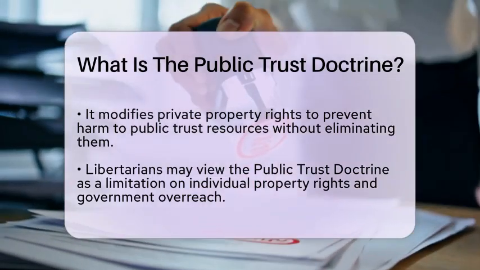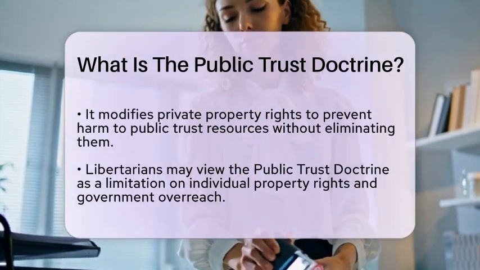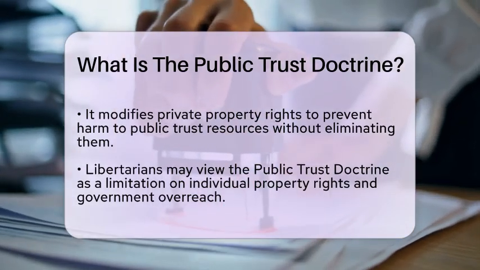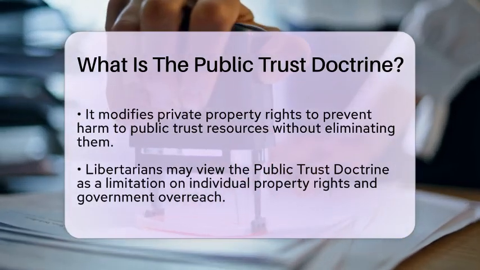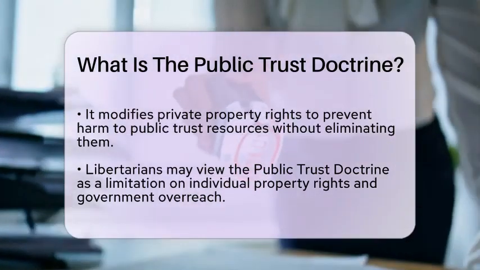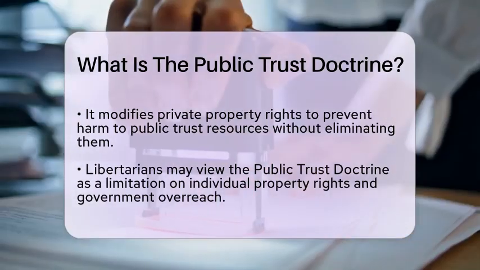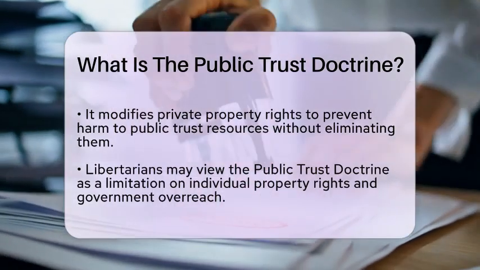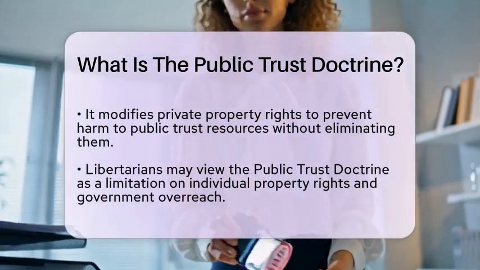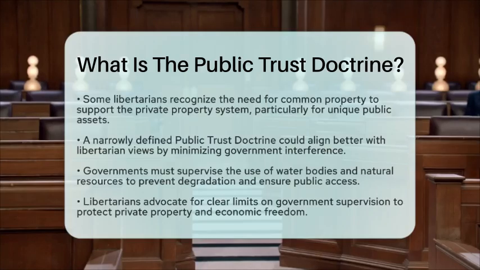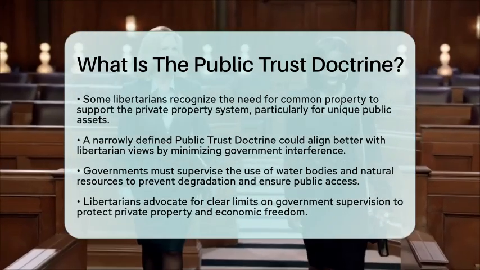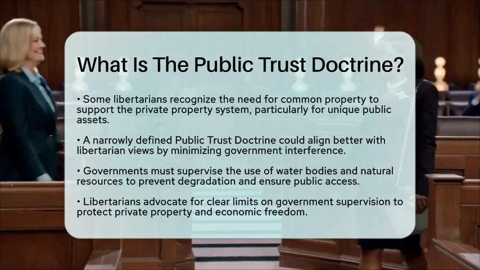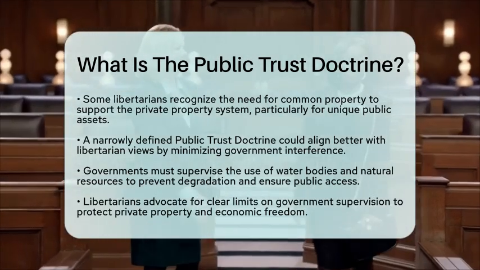However, some libertarian thinkers acknowledge that a certain level of common property is necessary to maintain the overall system of private property. For example, navigable waters and shorelines have unique public value. If these were fully privatized, it could harm broader societal interests and destabilize private property rights. Therefore, a narrowly defined public trust doctrine that avoids excessive government intrusion may align better with libertarian principles.